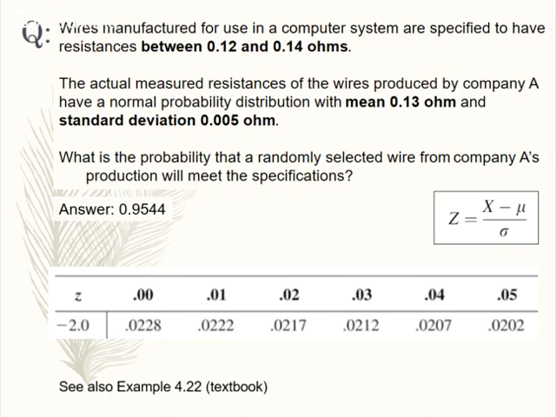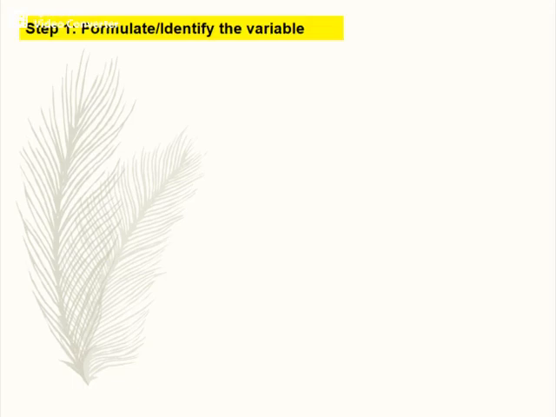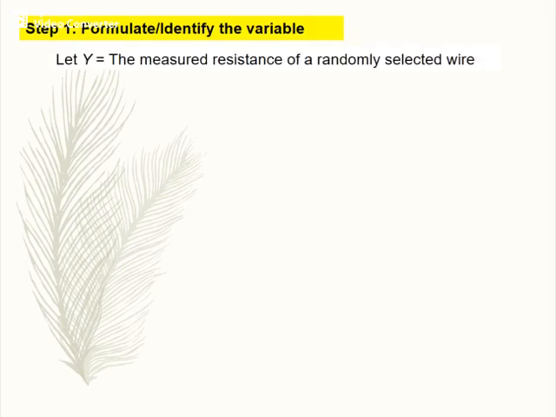So if you want another example, there's example 4.22 in the textbook to also look at as self-study. So let's take this step by step, and you can use the same procedure for any other kind of probability question that you get with random variables. So step 1, formulate or identify the variable. So in other words, let's say you choose X or Y, whatever. Just specify what it is in words. So in this case, this is the measured resistance of a randomly selected wire.